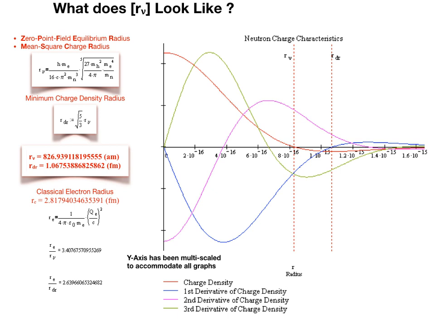Computationally, we have been able to determine that the zero-point field equilibrium radius is approximately 78% of the distance to the minimum charge density radius. Similarly, we compute that the zero-point field equilibrium radius is approximately 29% of the value of the classical electron radius, whilst the minimum charge density radius is approximately 38% of that value. Let's now have a detailed look at each one of these graphs.